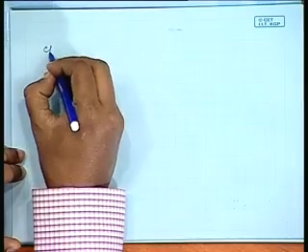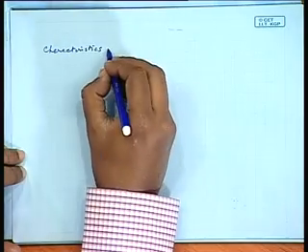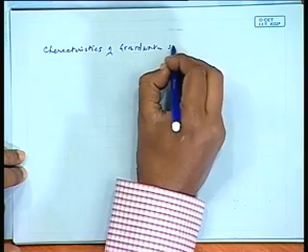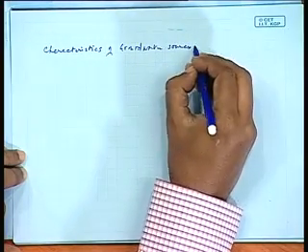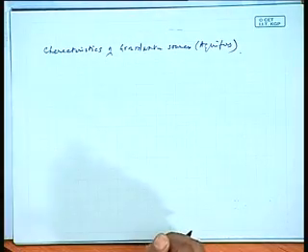Okay, we'll start today's lecture with the continuation of what we started in the last class. We are discussing groundwater contamination, and there I have discussed the characteristics of groundwater sources, or what we know as aquifers.